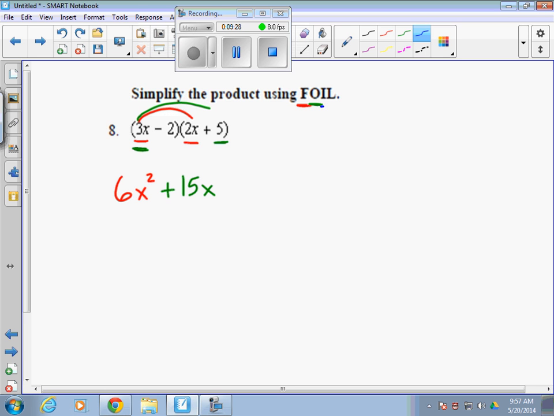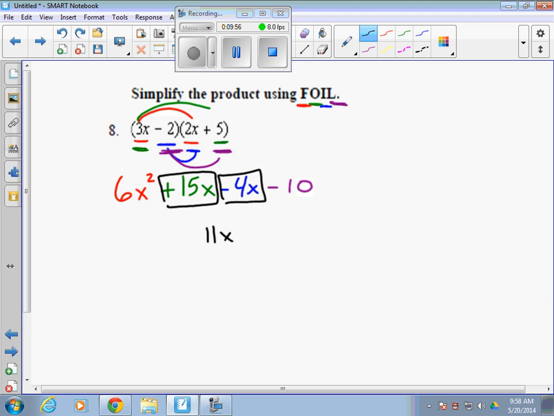The I stands for the inner terms, negative 2 and 2x. When you multiply negative 2 times 2x, you get negative 4x. And the L stands for the last two terms, negative 2 and positive 5. Negative 2 times 5 is negative 10. We're almost finished at this point. The last thing you have to do is combine your like terms, 15x and negative 4x. 15 minus 4 is 11x. Bring everything else down, minus 10. And it's positive 11x, so we'll put a plus 6x squared.